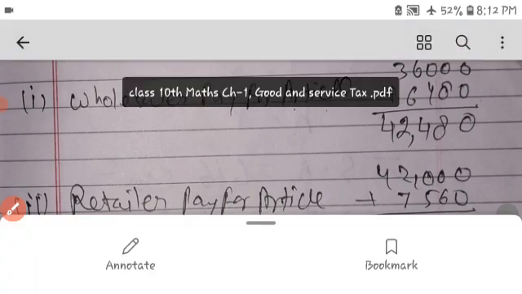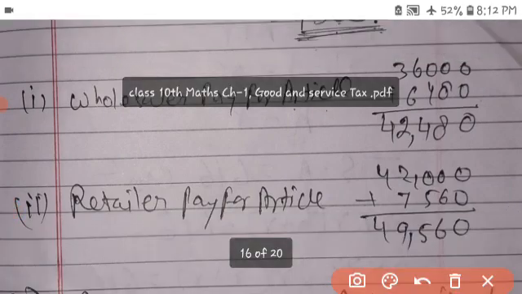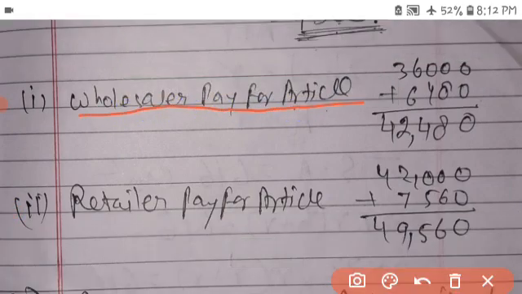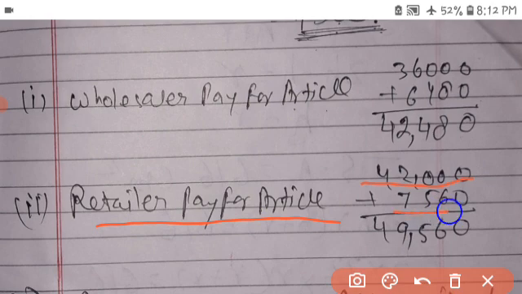Now the wholesaler pays for the article 36,000 plus 6,480, that is 42,480. And the retailer pays for the article 42,000 plus 7,560 tax, that is 49,560. Retailer pays 49,560 for the article.